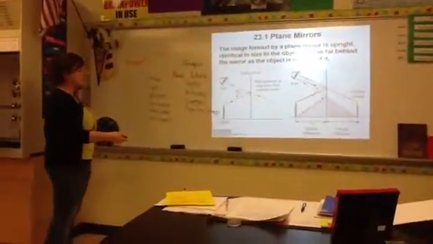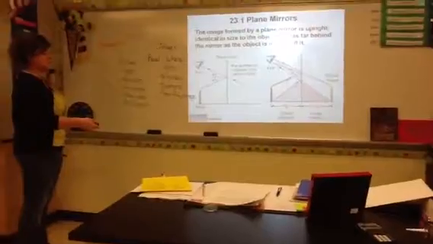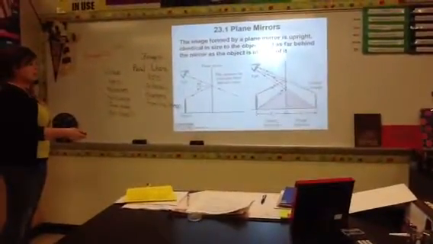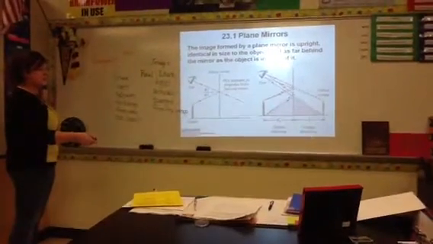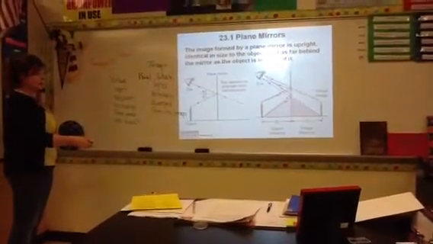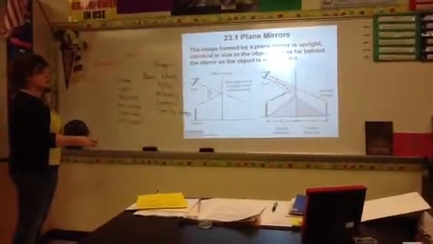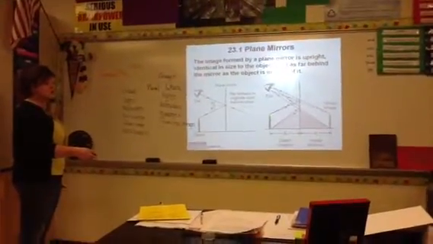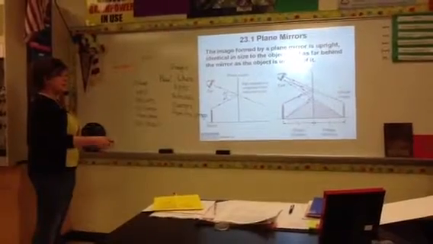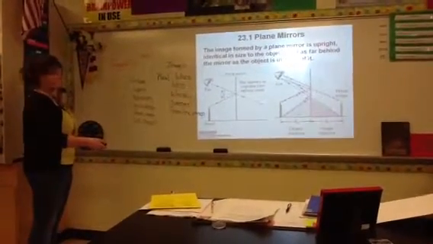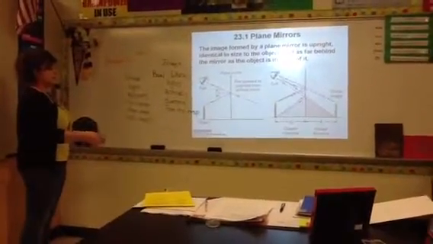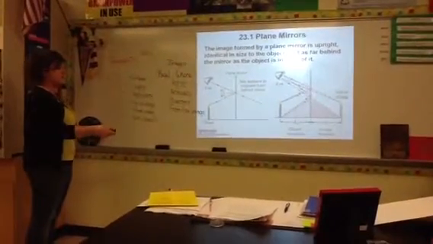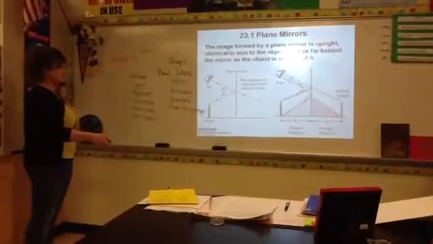Okay, so let's look at these two. I have object distance, which we have symbolized as DO. I see that that's the distance from the mirror to my object. So my object distance is always going to be the distance from the mirror to the object. My image distance is going to be the distance from the mirror to the image. So from mirror to object is object distance, mirror to image, image distance.